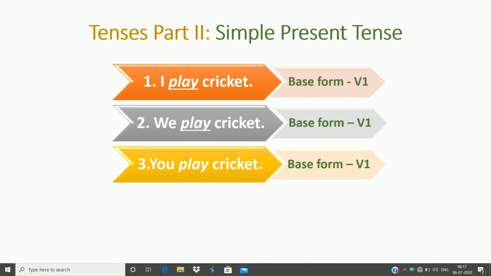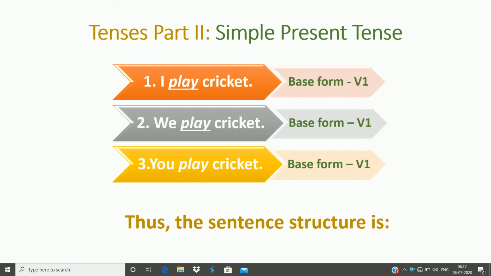All of these examples are of simple present tense, so we can conclude that the sentence structure of the simple present tense is subject plus V1 plus object. Please also note that the place of subject and object remains the same. Obviously, the place of the verb also remains the same, but in the tenses, only verb forms will change. Subject and object will remain the same.